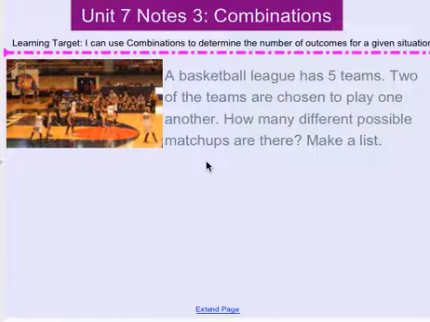Alright, Unit 7 Notes 3, Combinations. Learning Target: I can use combinations to determine the number of outcomes for a given situation. A basketball league has 5 teams. 2 of the teams are chosen to play one another. How many different possible matchups are there?